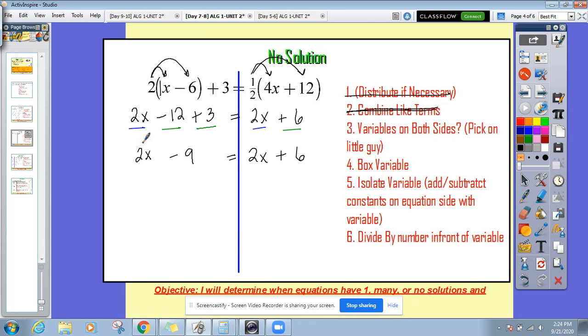We have a 2x and a 2x here. So there are, and we want to pick on the little guy like usual, but you can notice that 2x is exactly the same as 2x. So really, they're the same size. So what happens when we try to pick on one of them, we can minus 2x, because that's the opposite sign. Something funny happens where both of our x's cancel out, and we're left with this equation statement, negative 9 is equal to 6.